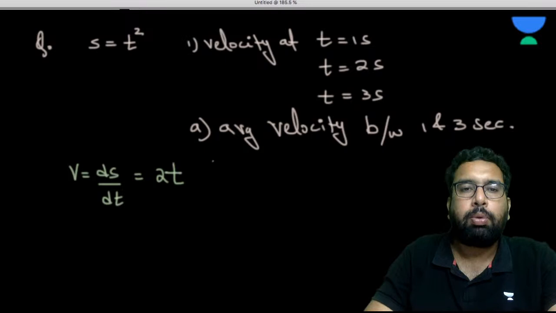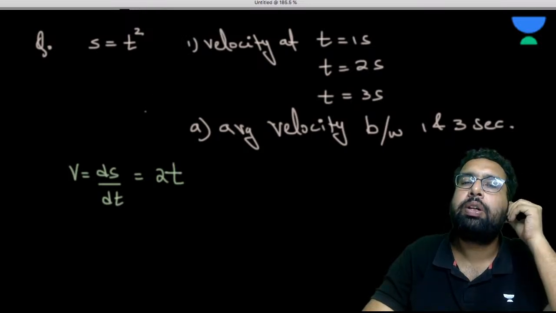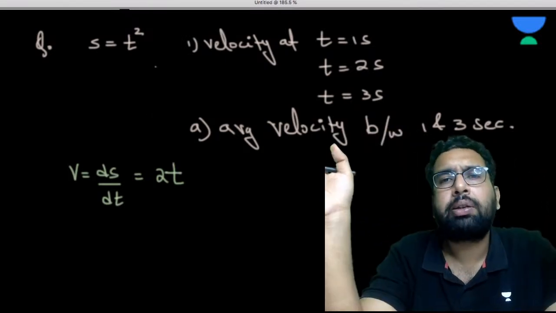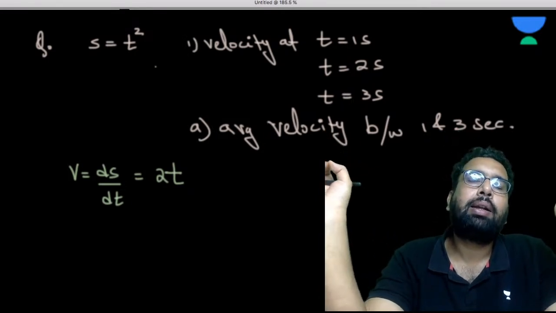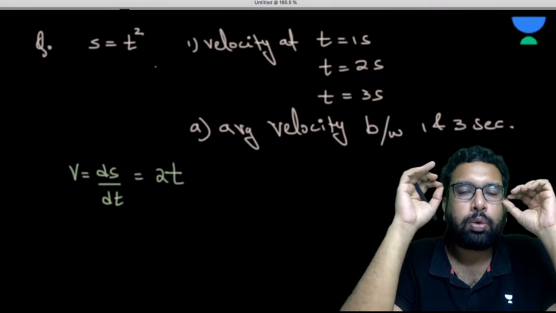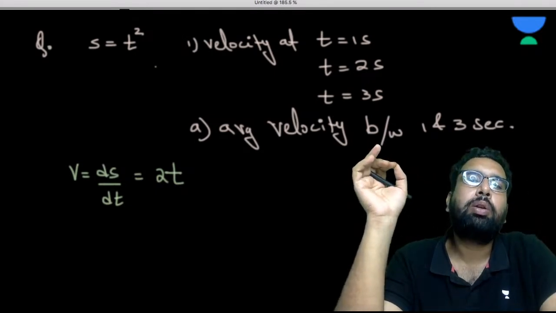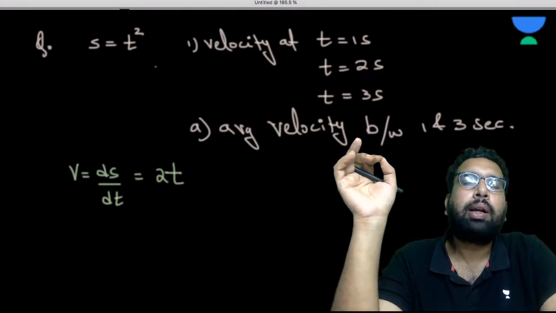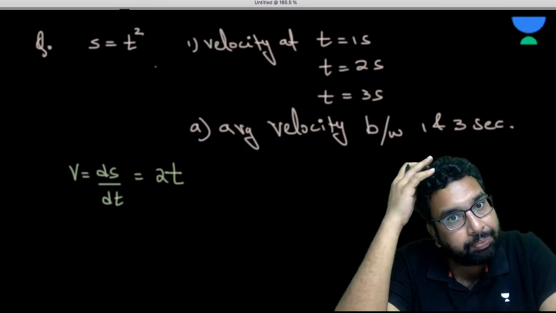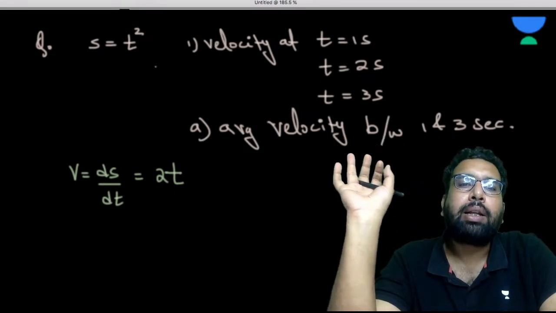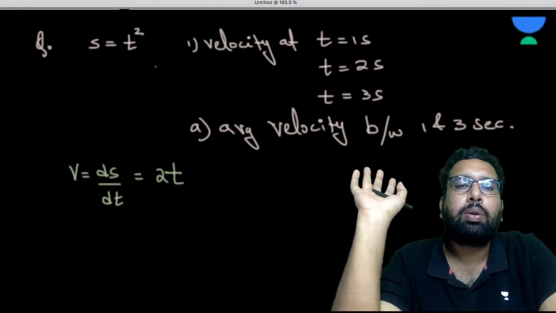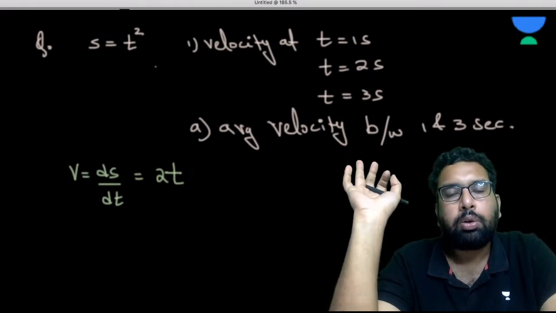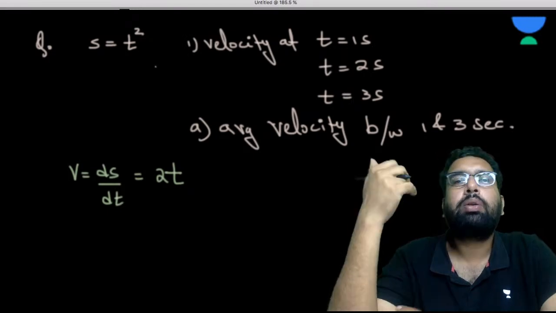Because if you see the session of differentiation, I've told you all the basic formulas: d by dx of x to the power n is n x to the power n minus 1. So it is t square. When you are differentiating this function with respect to t, we are getting 2 times t to the power 2 minus 1, that is going to be t. So v is equal to ds by dt, that is 2t.